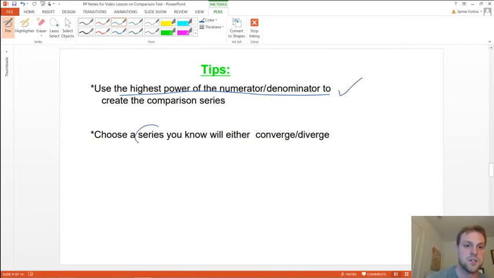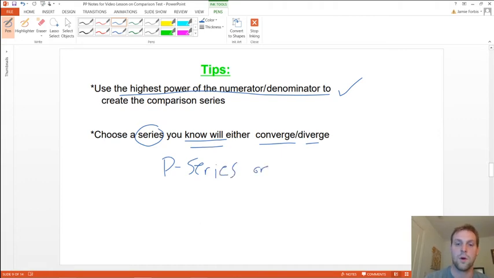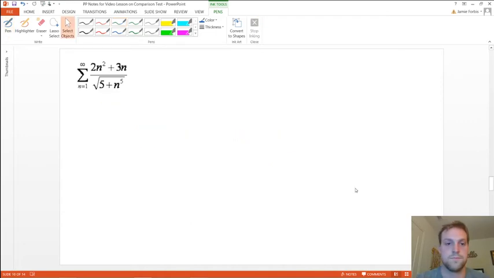And I always try to choose a series that I know will either converge or diverge, by picking either a p series or a geometric series. We've done examples of both of those in this lesson. All right, so let's look at another example.